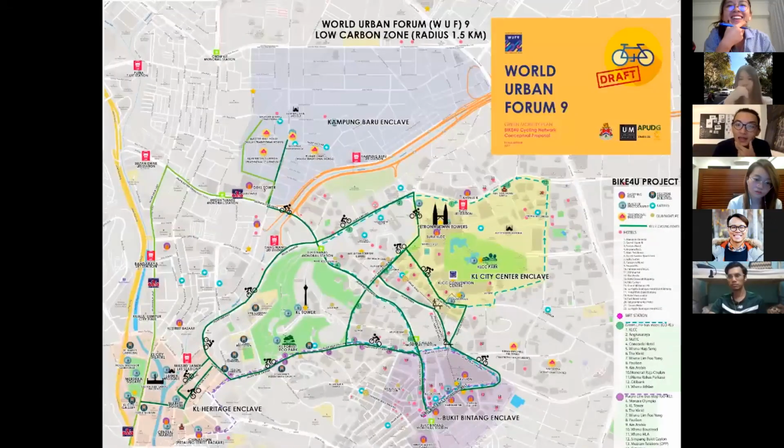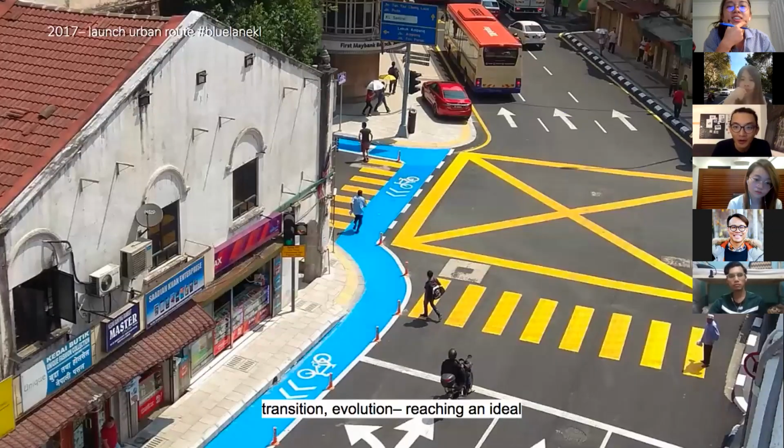But this was the plan with the World Urban Forum. It was initially planned to be about 11 kilometers of city lanes on grade. So this is actually very breakthrough because they put the bike lane on grade and on the road. It's never been done in Malaysia before, and it was a benchmark for Southeast Asia, I would say so.